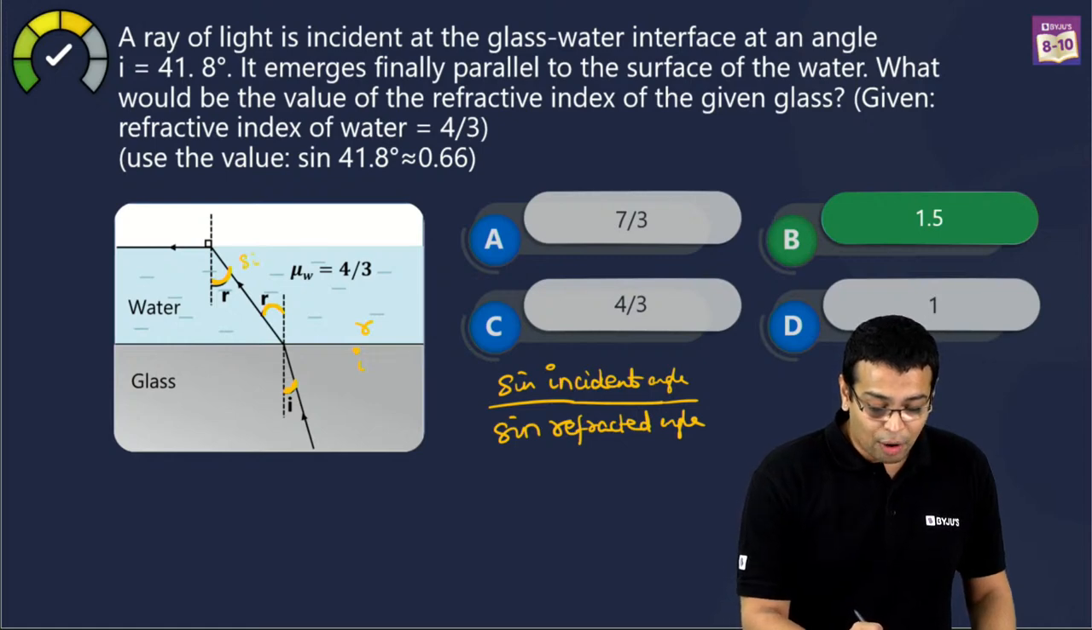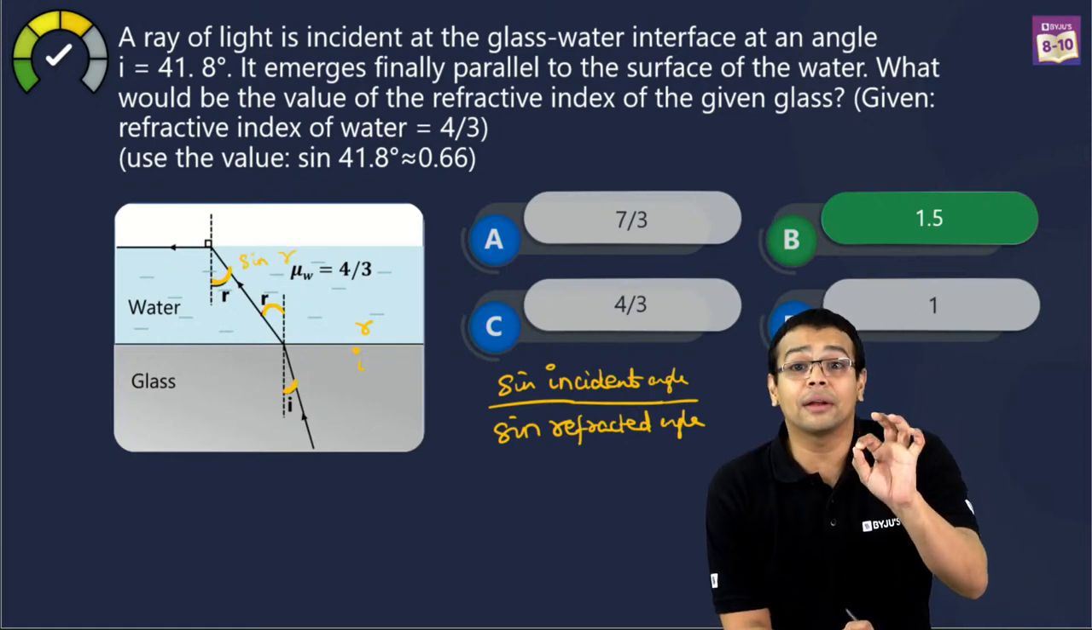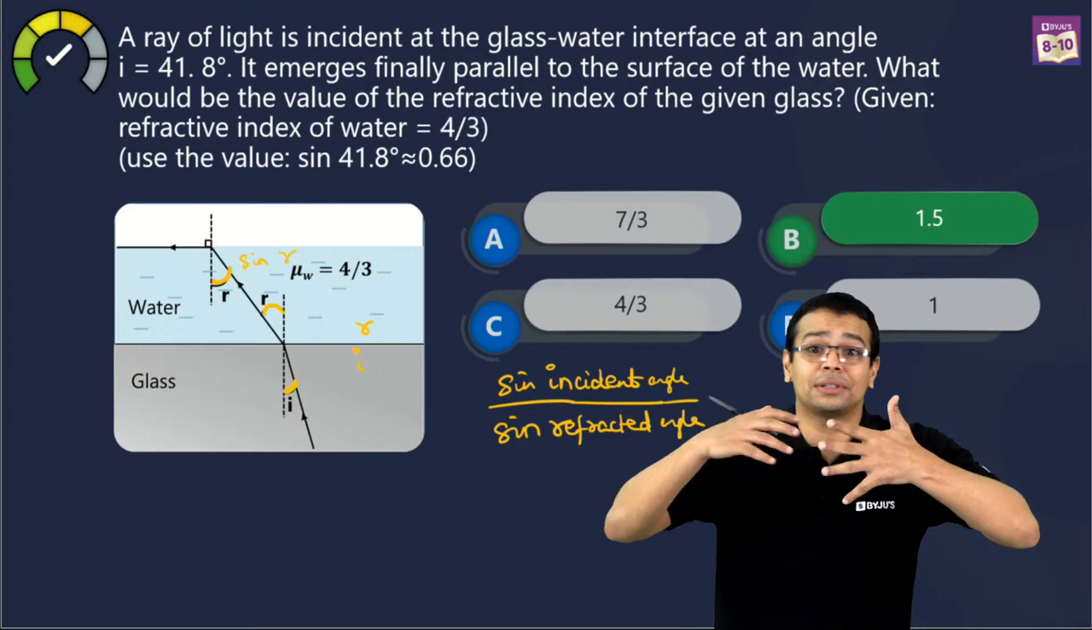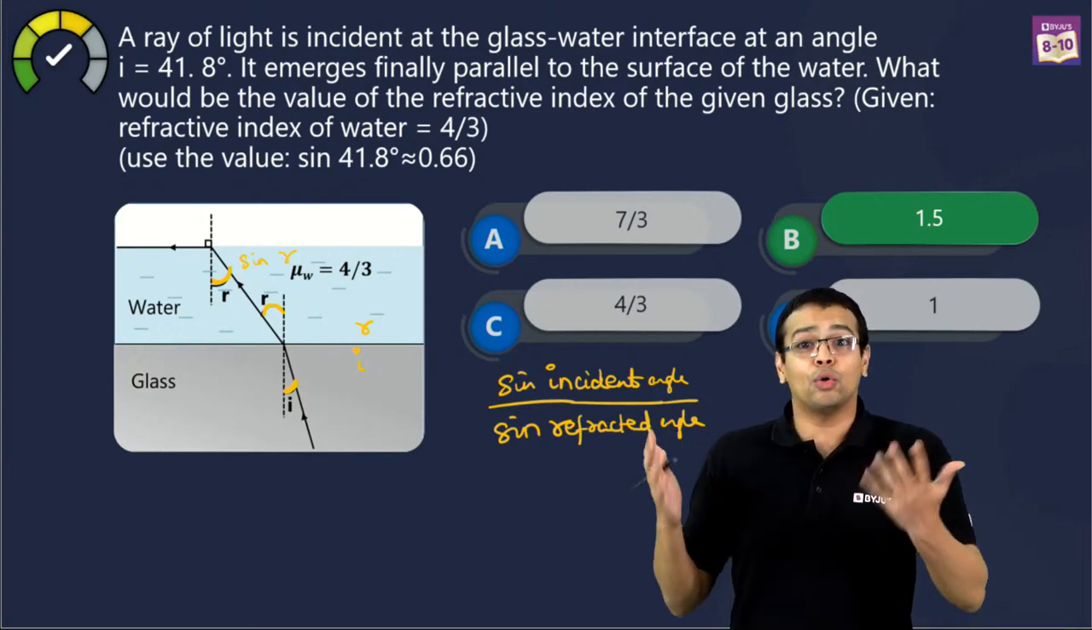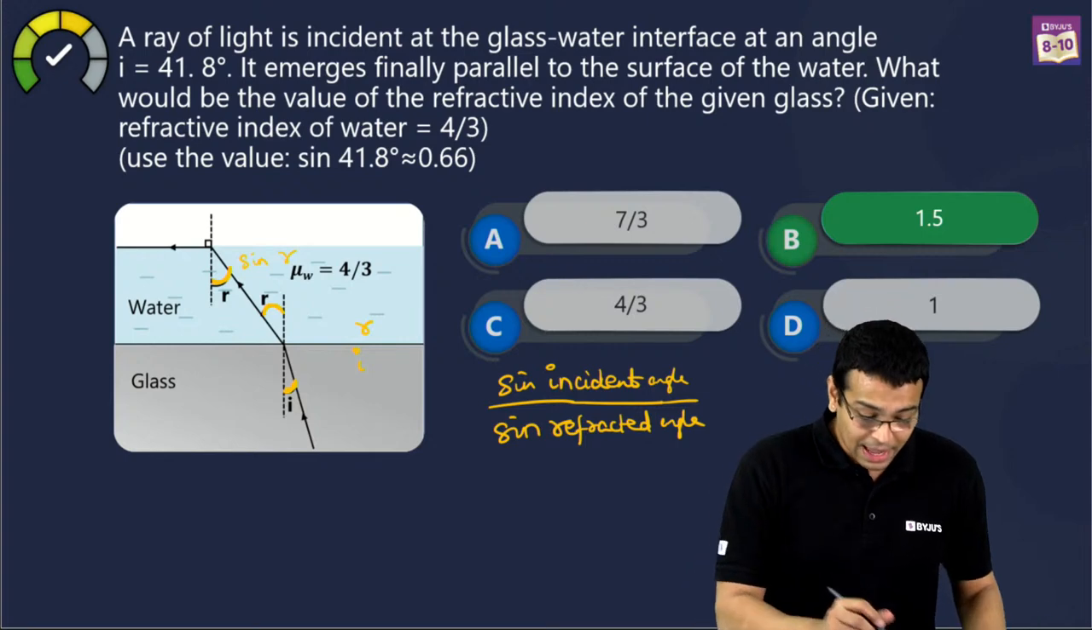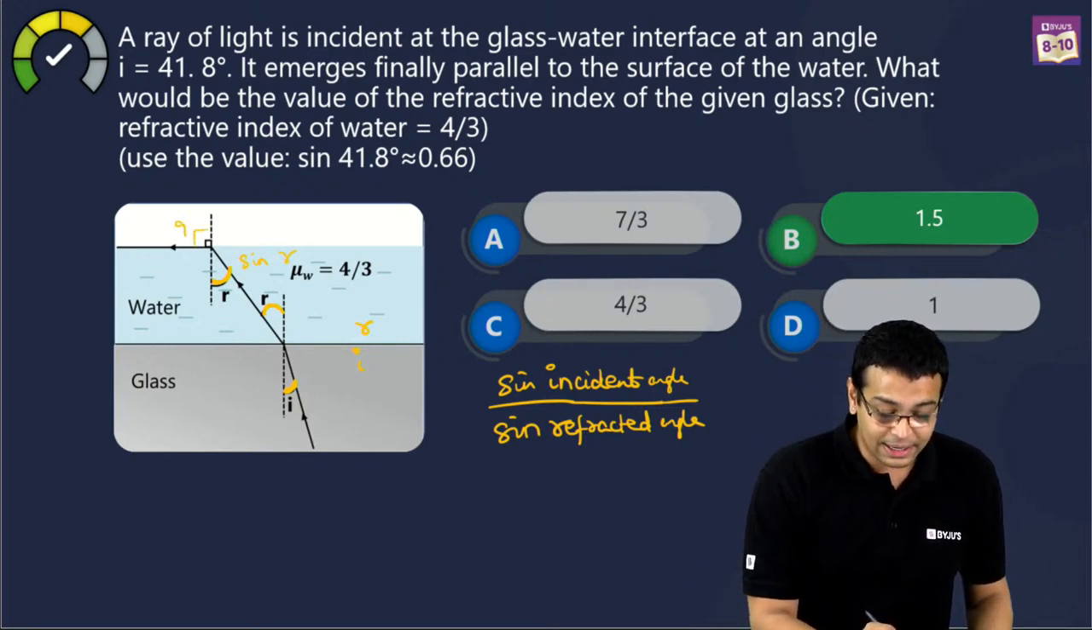In the second case, because these are alternate interior angles of parallel normals, sine of incident is equal to sine of angle R. R here does not mean refracted. R is just some variable. It could be theta, it could be P, it could be Q, whatever. We've just used R. And what is the sine of refracted angle? That's 90 degrees. Keep that in mind.